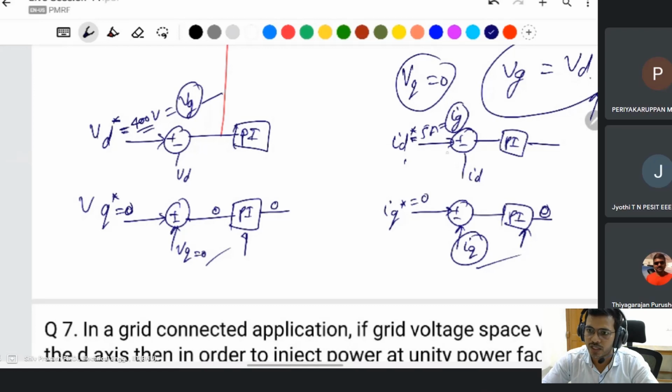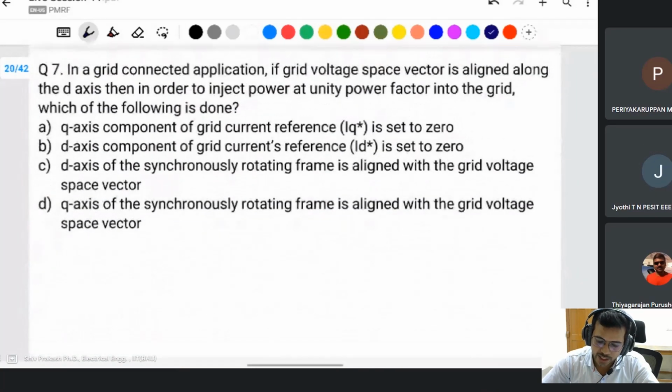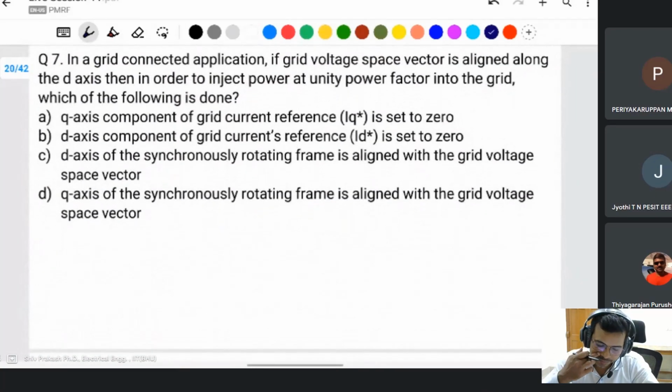In this system, you can say that only the overall active power will be delivered. Reactive power taken by the system will be 0. The whole system does not take reactive power from the grid. It means that you deliver at a unity power factor.